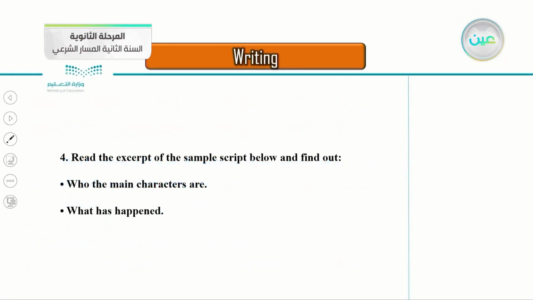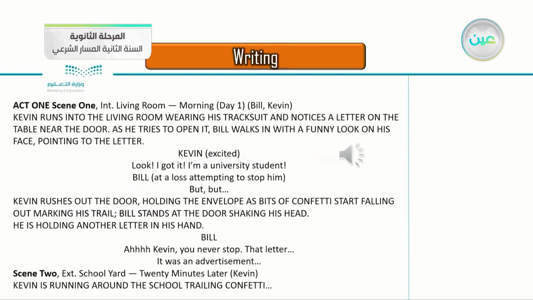So read the excerpt of the sample script below and find out who the main characters are and what has happened. So we'll be reading from the sample of the script and we'll be answering these questions. Who are the main characters? So pay attention to the main characters. And what has happened in the script? So this is what we'll be reading and we'll be answering the questions for. So pay attention to the main characters here and also focus on what has happened here.